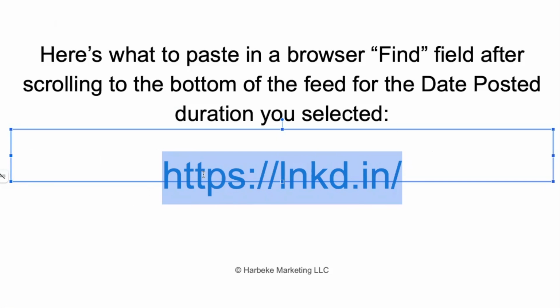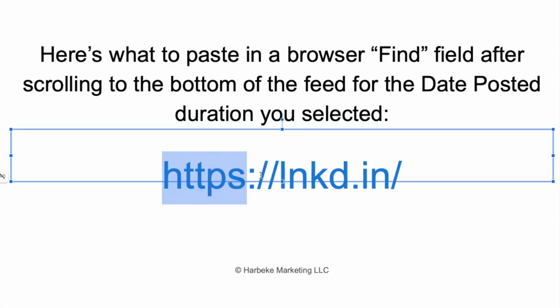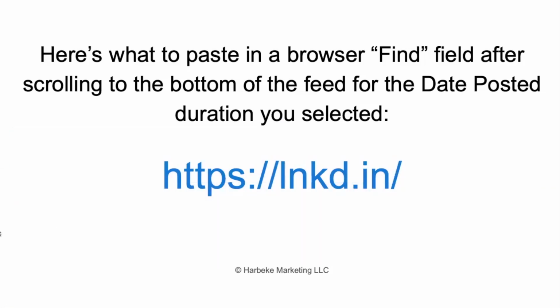But you would grab this start of the link construction on LinkedIn. So if you do that method and scroll all the way to the bottom of the LinkedIn feed for the time frame that you selected, you would do a find search. So either hit Control F or Command F, and then type this or copy and paste it from somewhere into the find field, and then hit enter to search. And then you're only searching a subsection of posts that have a link.